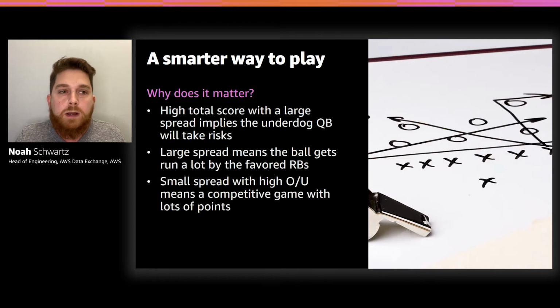For example, a high total score with a large spread implies that the underdog will be playing from behind, but they will score points. So their quarterback might take a lot of risks to score those points, and that could be a good option in daily fantasy sports.